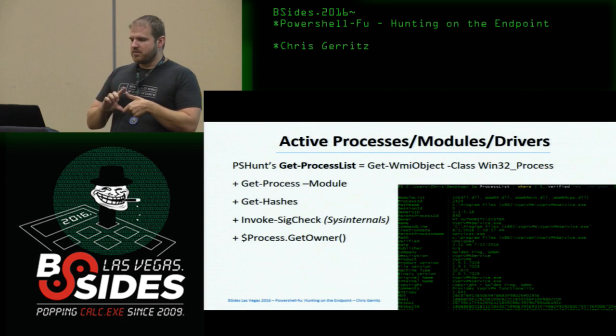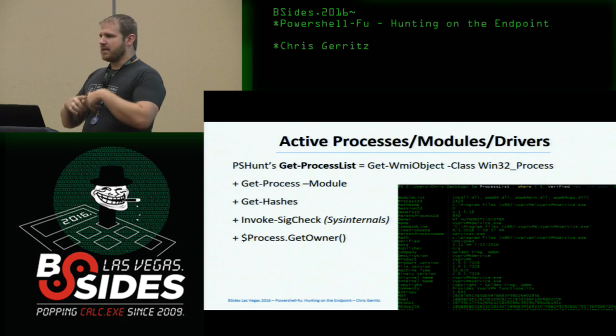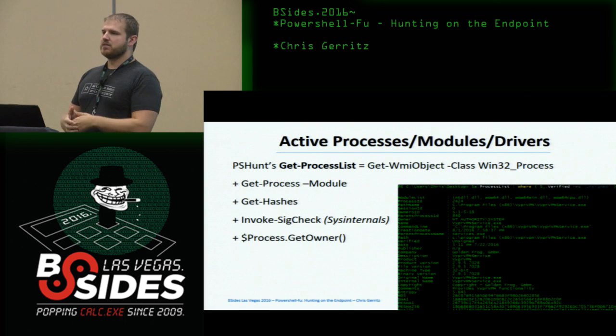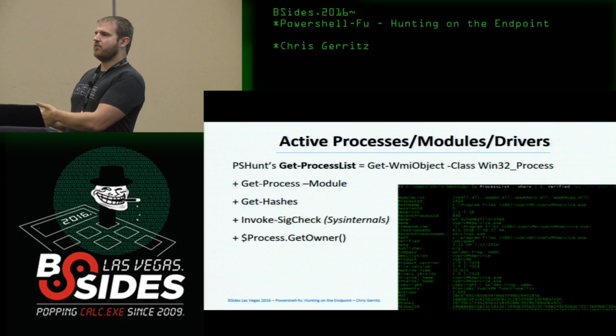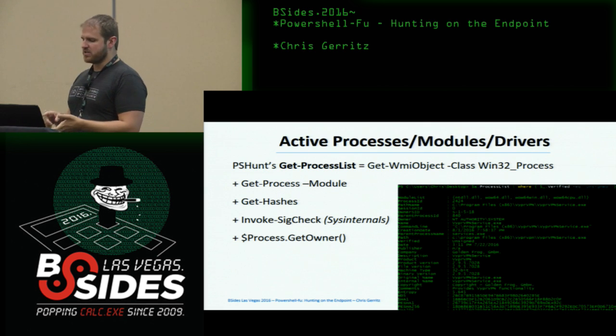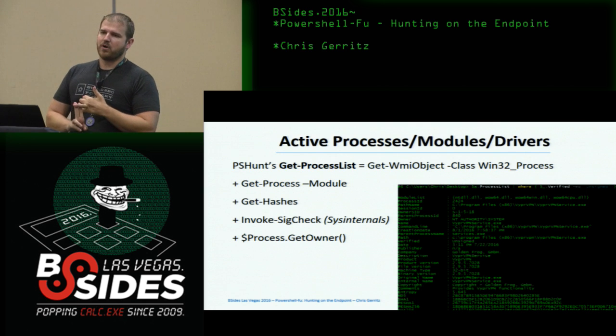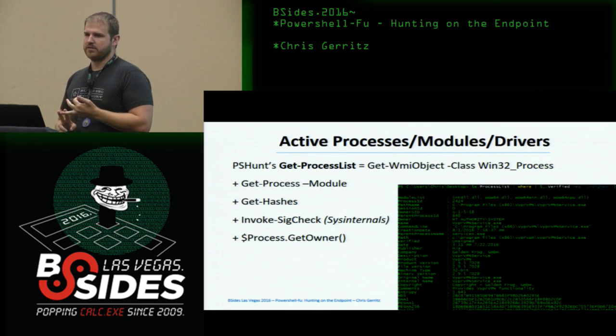Normally in PowerShell, you can do a command like Get-Process, and Get-Process will give you the process list. Unfortunately, it doesn't have all the information we need for hunting. It doesn't have the hash. It doesn't have signature information. It doesn't have the owner of that process. So there's a bunch of things that are missing from the standard utilities in PowerShell.